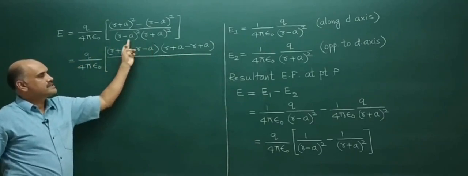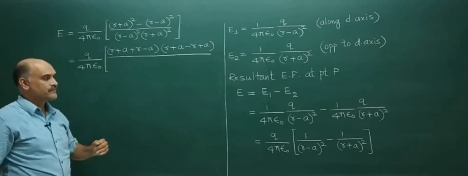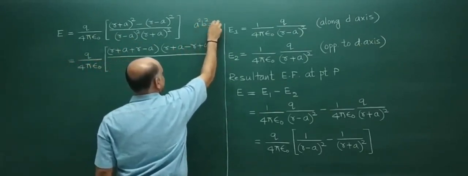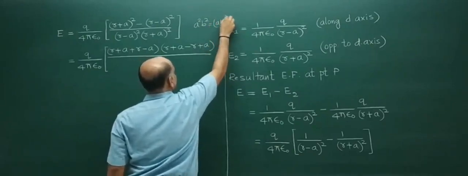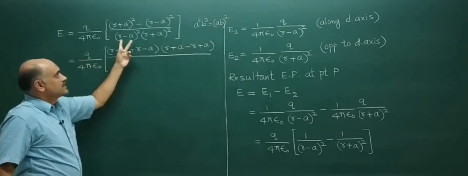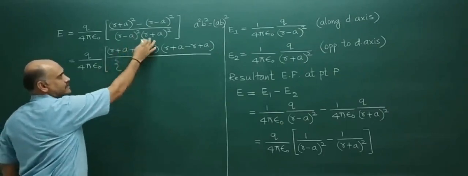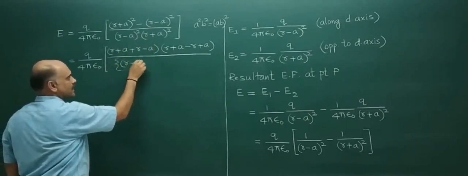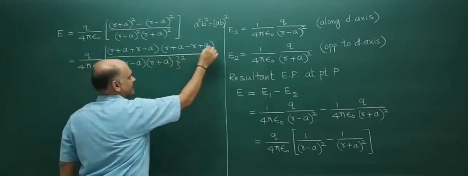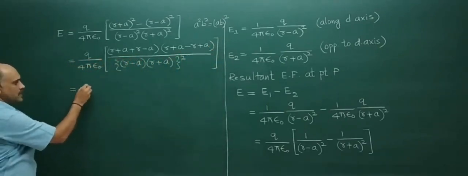Here both these terms are bracket square. This is also square, this is also square. In school days you have studied that a square b square can be written as (ab) whole square. Similarly I will write this. So this can be written as a square b square, a into b. So (R minus A) into (R plus A) whole square.